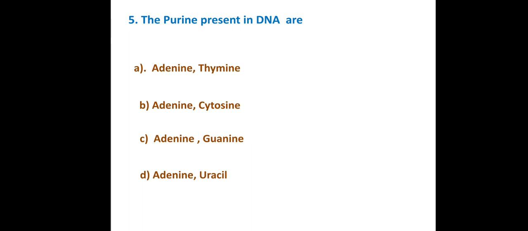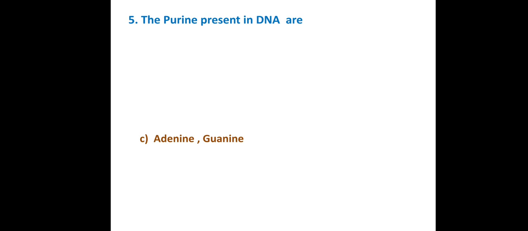The purine present in DNA: adenine thymine, adenine cytosine, adenine guanine, adenine uracil. Purine means double ringed nitrogenous base, and here the purines present are adenine and guanine. Both of these are double ring structures.